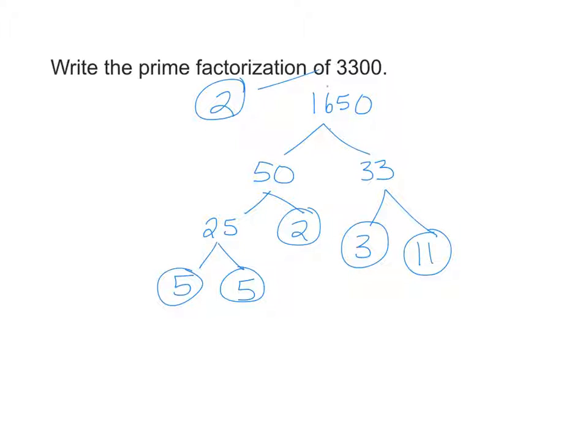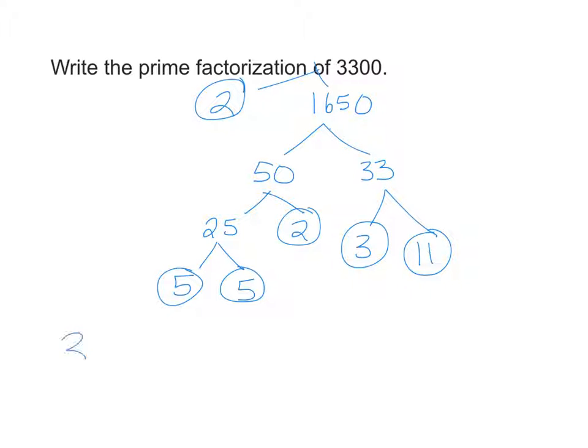Starting from that 3,300. There are lots of different ways to get here. You might not have decided to do 50 as 25 times 2. Maybe you did 5 times 10. That's okay. You may not have started with those. It doesn't matter, as long as in the end you get this.